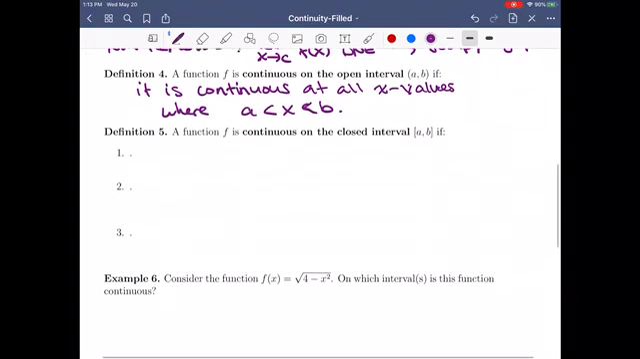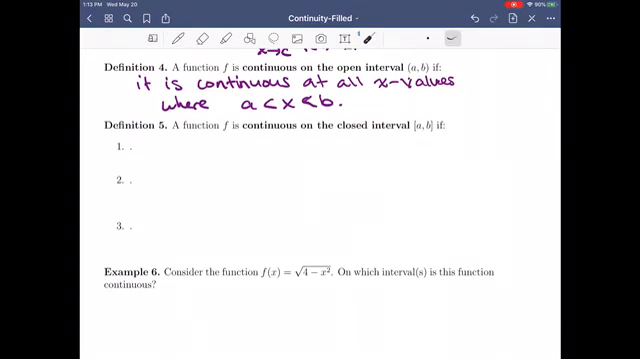Now, if you want to include the endpoints, so you want to talk about continuity on a closed interval, so notice the square brackets, then we need to talk about continuity at these endpoints. But because we're focused in on this interval, we don't really care if the limit exists on the other side. That doesn't matter. So we need to be a bit more specific about how we approach a and b. If it's continuous on the closed interval, it has to be continuous on the open interval.